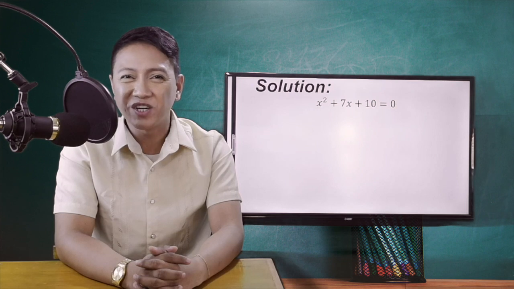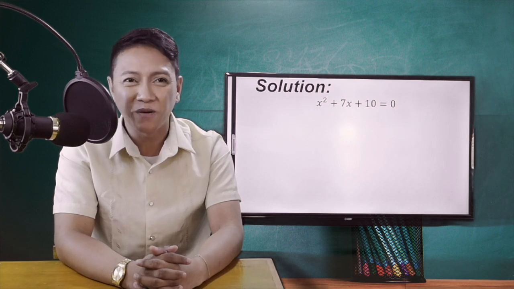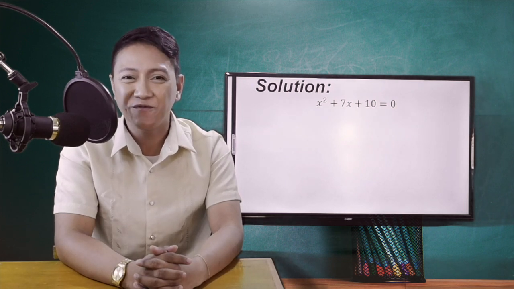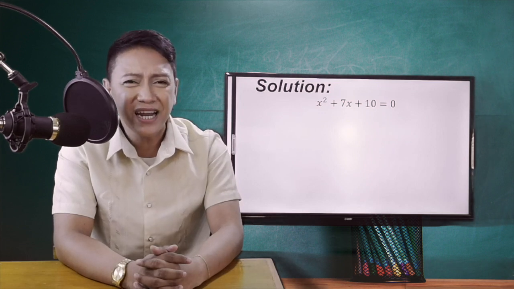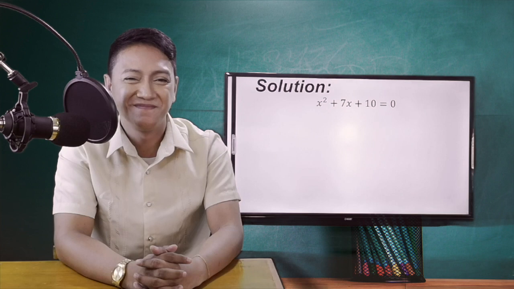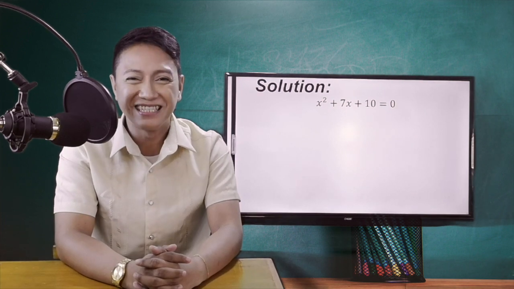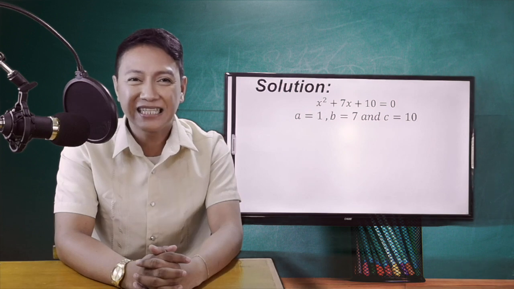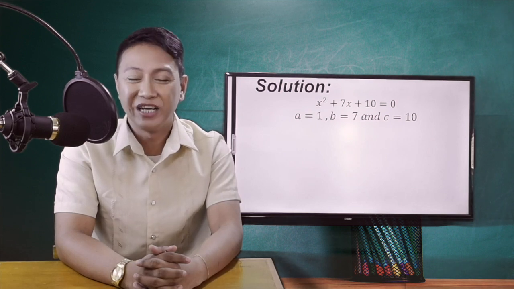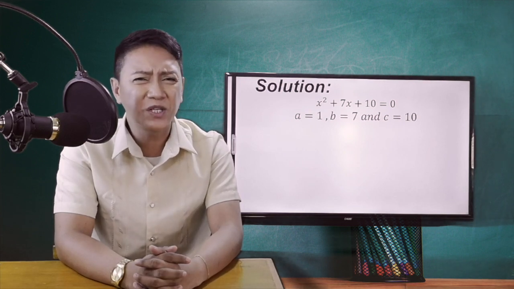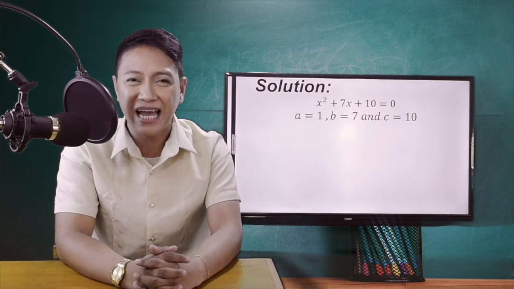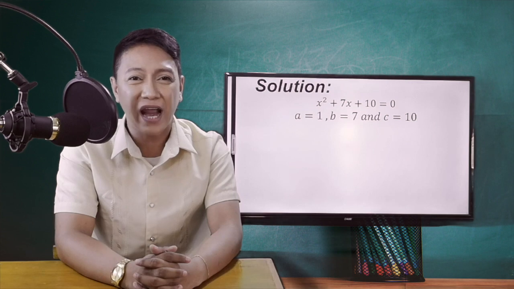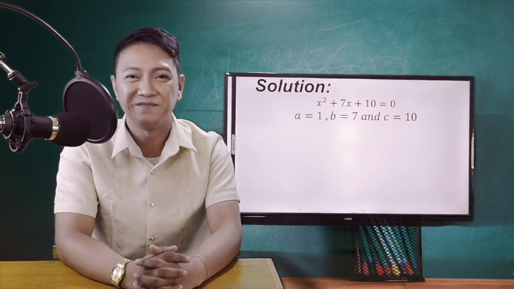Since the equation is already in its standard form, we can now identify the values of a, b, and c. Can you identify them? Very good! A is 1, B is 7, and C is 10. This time, we can now substitute the values of A, B, and C in our discriminant b squared minus 4ac and simplify.